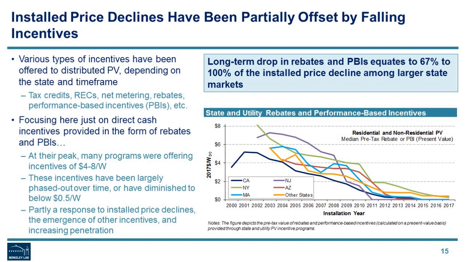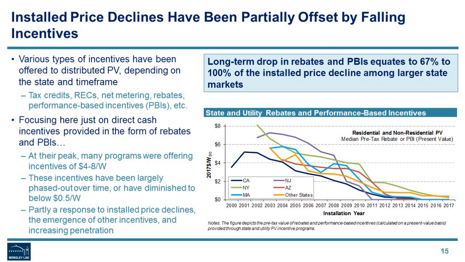One other important dynamic that's been at play over the long term has been just the steady ratcheting down of financial incentives for distributed PV. And here we're looking specifically at rebates and performance-based incentives, kind of the traditional mainstays of many PV incentive programs. And as you can see, those incentives have ramped down quite significantly over the long run and have been really either eliminated in whole or reduced to well below, say, 50 cents a watt in the major state markets.